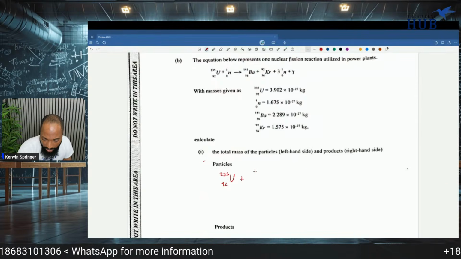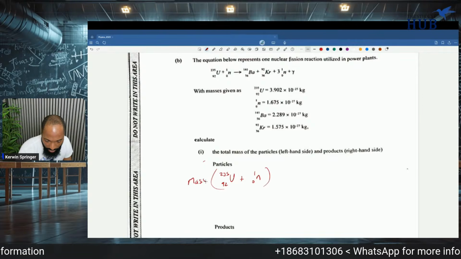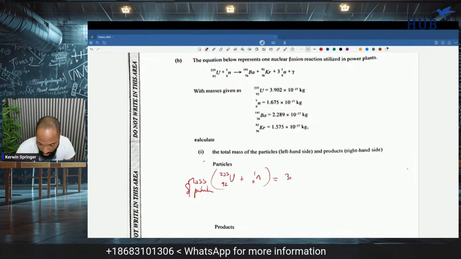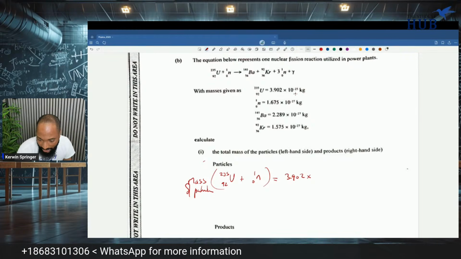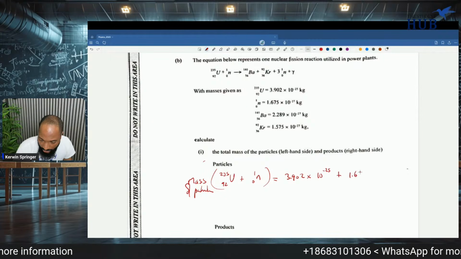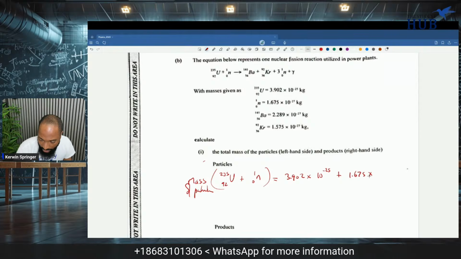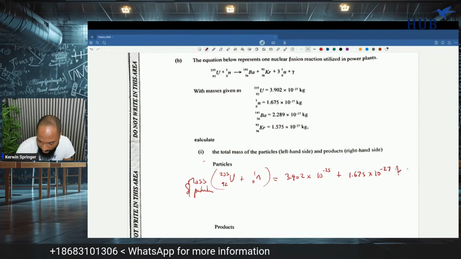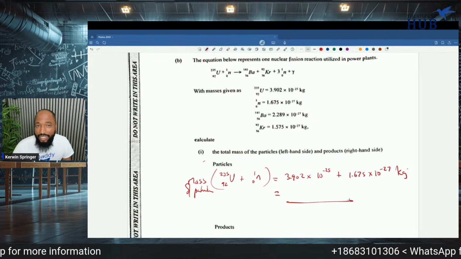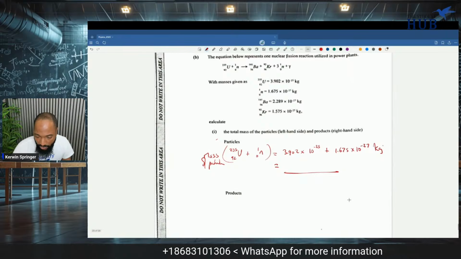Well, you have one of this and one of this, so uranium-235 (235, 92) plus the neutron (1, 0), the mass of particles would be equal to 3.902 and they give it straight in kilograms. Normally, they give you atomic mass units. Plus 1.675 times 10 to the negative 27 kg. So you all just add those two for me, calculator people. Round off nothing else. You don't round off anything in this. If you round off anything in this, you go down a dark and lonely road.